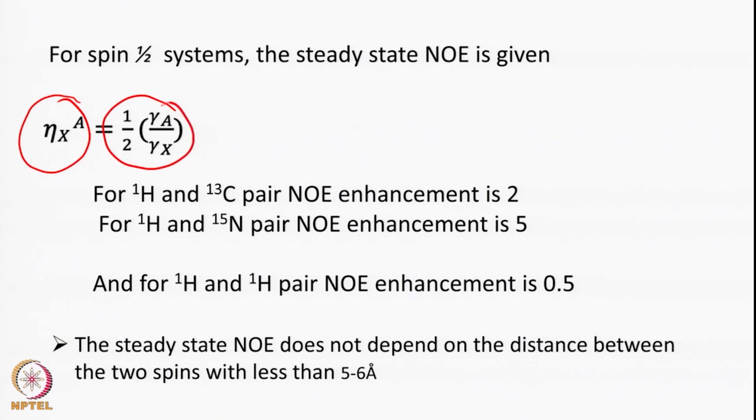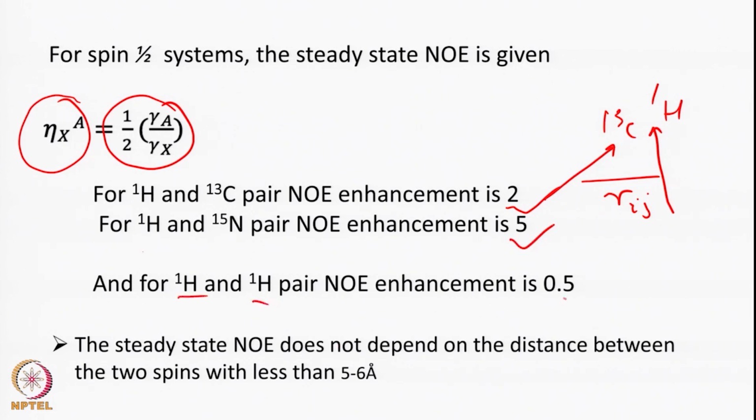We had done a detailed calculation to find out that the enhancement between A and X spin is given by the gyromagnetic ratios of the A and X spins. Like we have seen, for two coupled spins, this is the distance between them, Rij. If they are a coupled proton and carbon, where this is 13C and this is proton, the gyromagnetic ratio ratio is 4, so we have an enhancement of 2. If they are proton and nitrogen, the NOE enhancement will be 5, and if they are proton and proton, then the NOE enhancement that we get is 0.5.